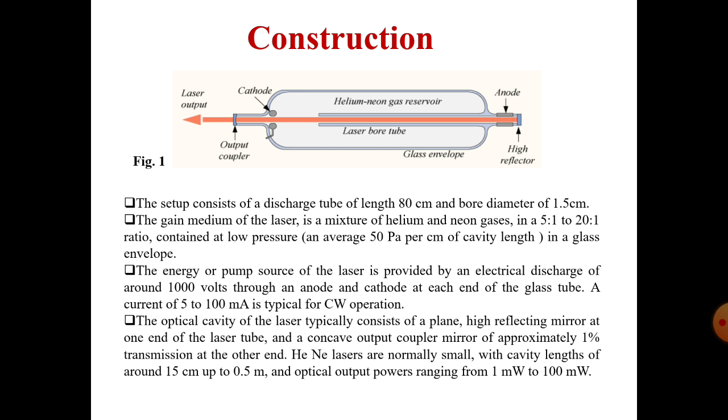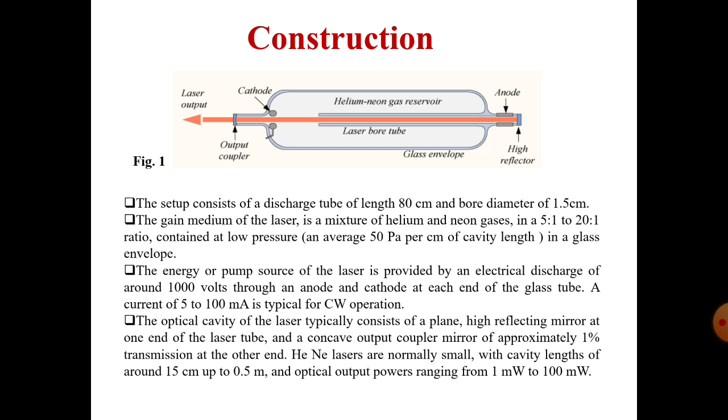The energy or the pump source of the laser is provided by an electrical discharge of around 1000 volts through an anode and cathode at each end of the glass tube. A current of 5 to 100 mA is typical for continuous working operation.